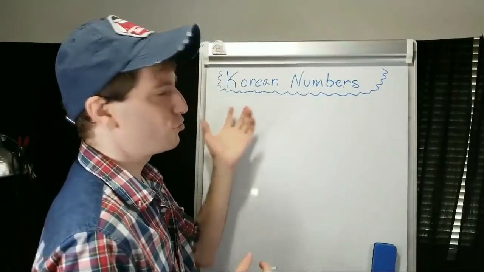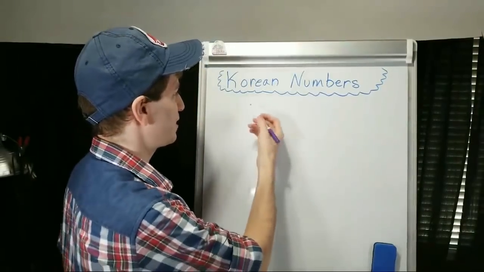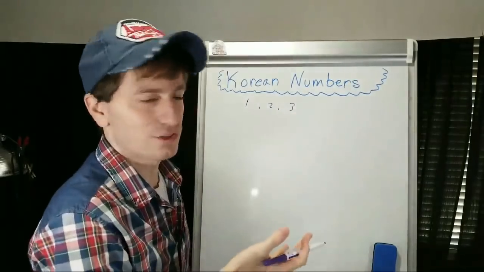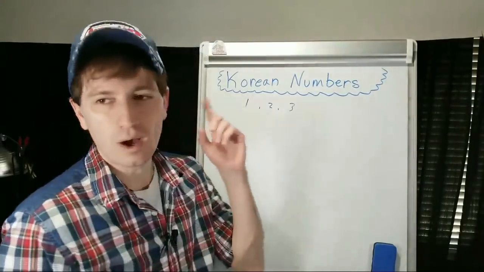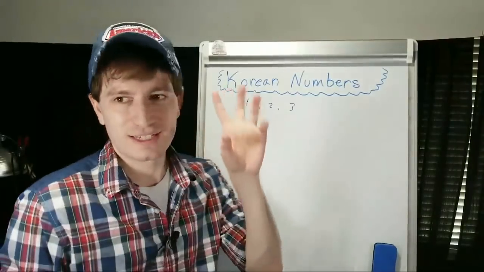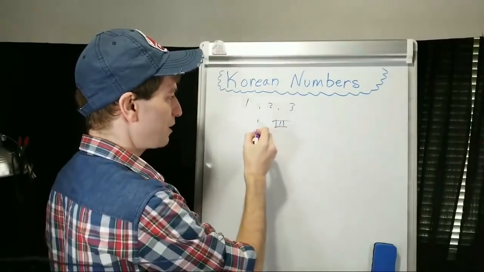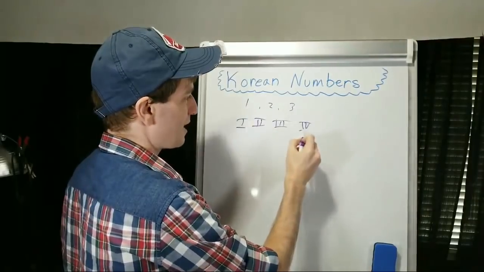Korean has two number systems actually. In English, you would just count something like 1, 2, 3, right? And that's it. There's just numbers. If you say I have one cat, or I am 10 years old, it's all done with the same system. But actually, I want to use Roman numerals as kind of an example.